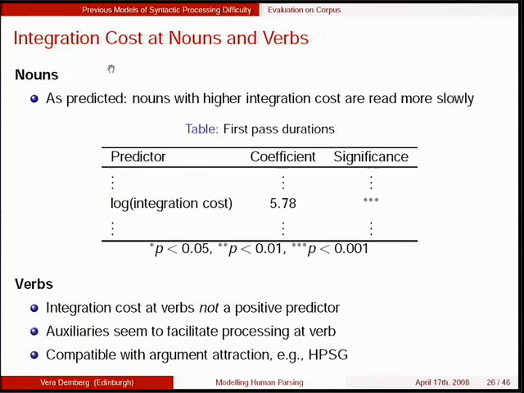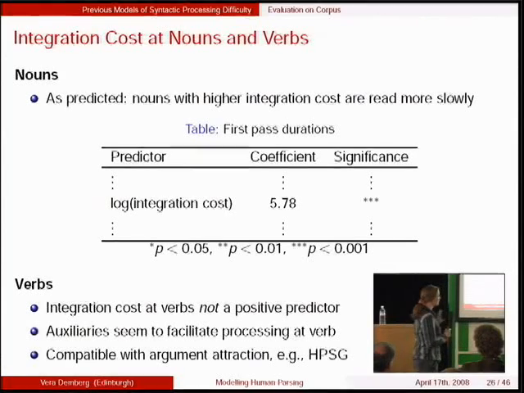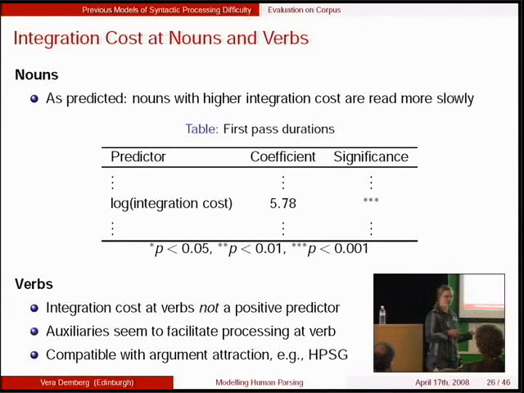So for nouns, everything was fine. We get a positive coefficient, so that means when a noun has a higher integration cost, then that's longer reading times. That's a good thing, supporting the theory. But for verbs, I didn't find that. I didn't find a significant prediction for verbs, and actually verbs are the main thing that this theory does predictions for, right? Verbs are most often the heads of sentences, so it's really disturbing if this doesn't come out, right? But I found that auxiliaries seem to facilitate processing at the verb.